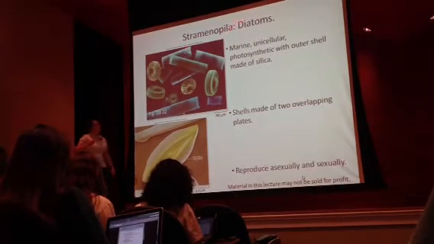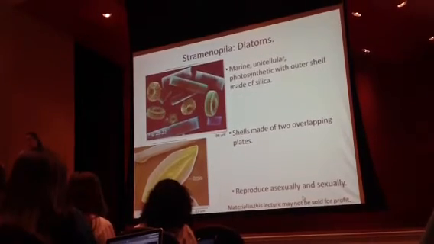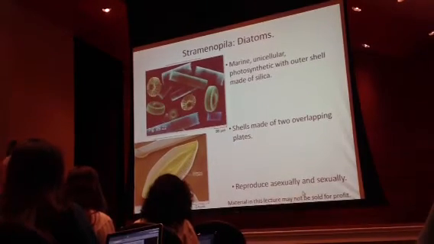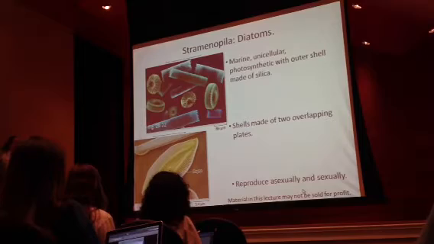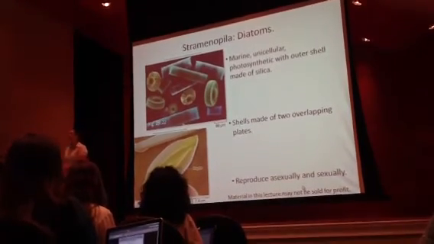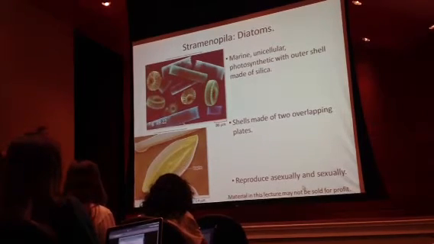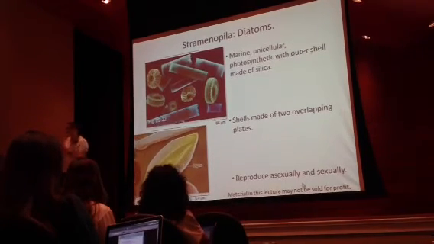Yet another example of the Straminopila are the diatoms, perhaps the coolest of all of them. These are marine, they're unicellular, they're photosynthetic, and they have an outer shell made of silica. They have silica, glass-like plates. When you look at them under a microscope, they look like shattered glass in shapes.